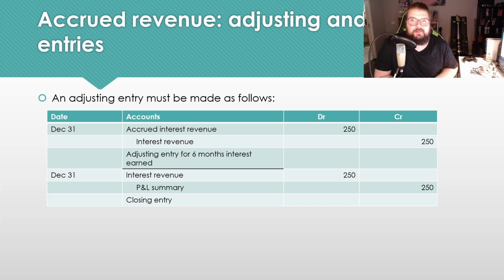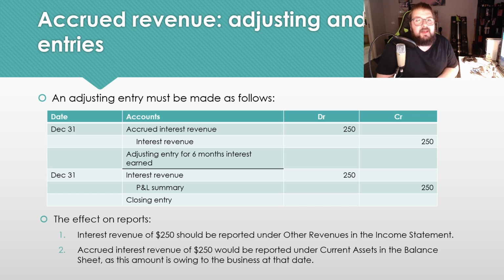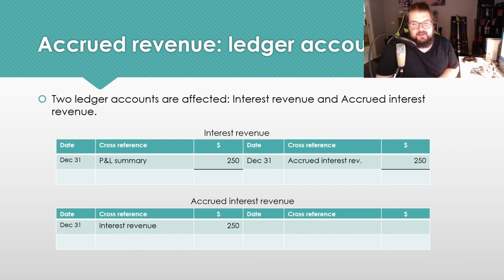Now, this might look really familiar. This is basically the same way that we handle our accounts receivable, where we increase our sales revenue and we increase a current asset that isn't cash. And you'll note that at the end of the year, just like normal, we close off our revenue account. The impact of this is that we're going to be recording $250 of extra revenue, which is going to increase our profits, and we're also going to have accrued interest revenue under our balance sheet, which again is going to increase our assets. Here you can see the impact on the ledgers. These are the entries that we've just put in.